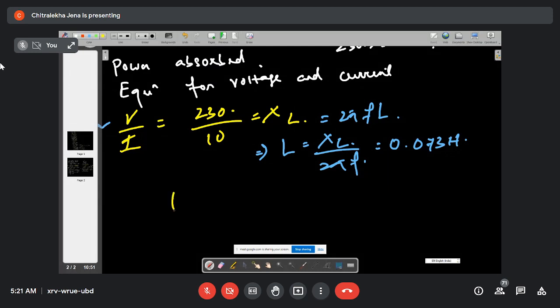Next, what is your power absorbed? Third part. What is your power absorbed? Tell me the formula. What is power absorbed? Suprasad.